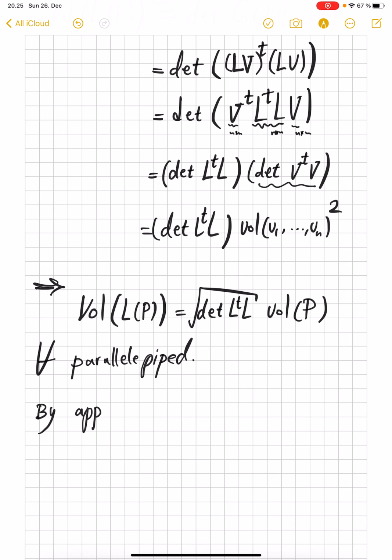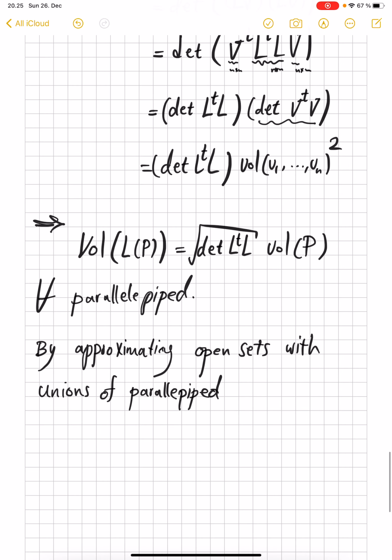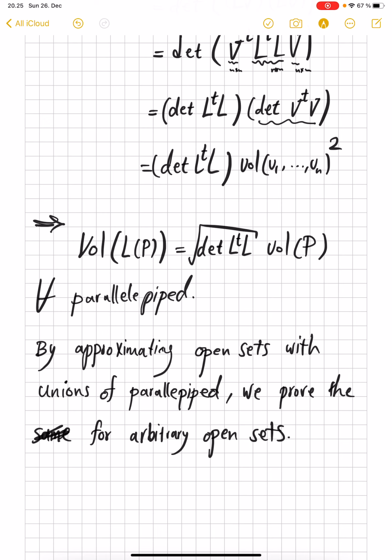By approximating open sets with unions of parallelepipeds, actually you can do this by just straight rectangles with sides parallel to the coordinate axes, but we already have a stronger result, so we prove the same for arbitrary open sets. By same, I mean the star.